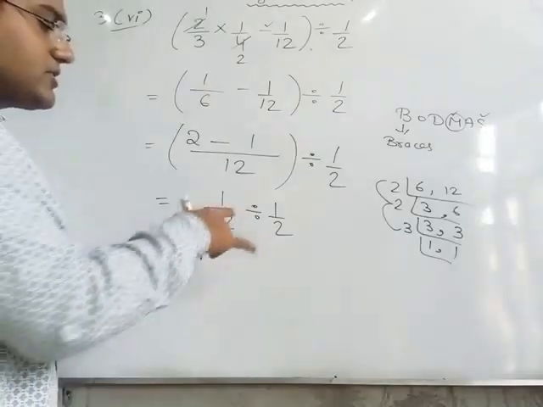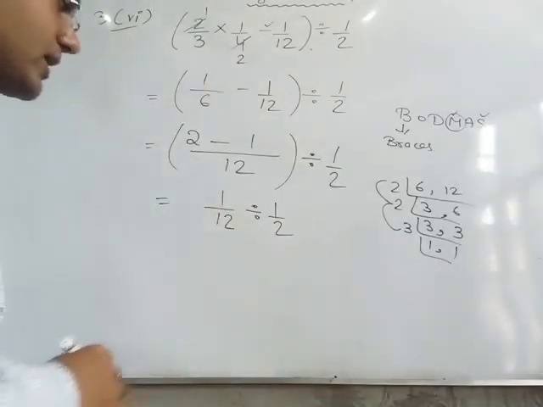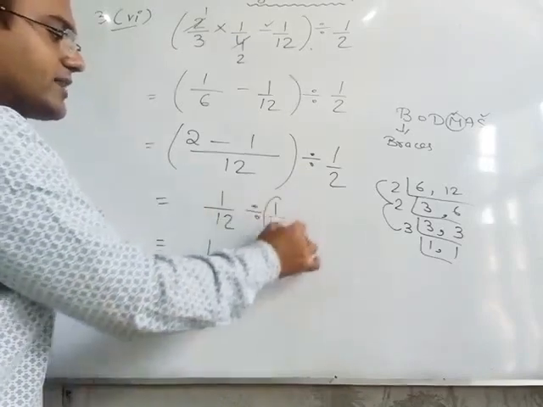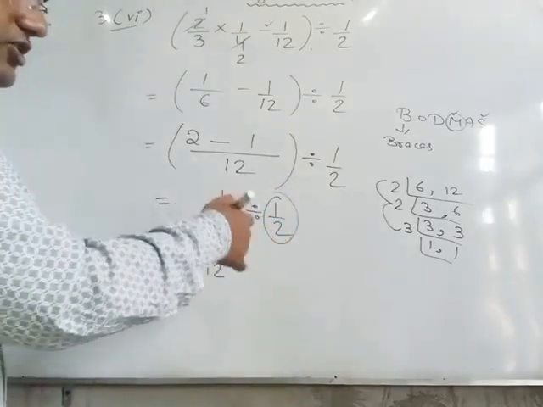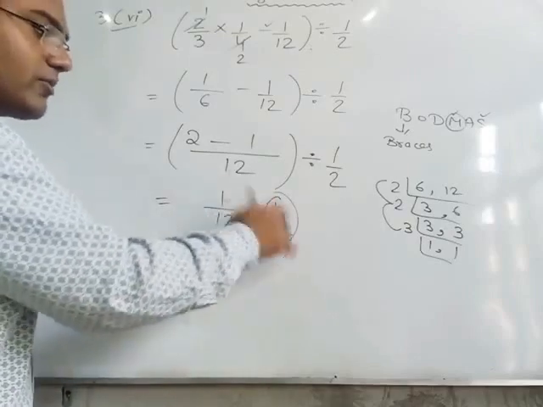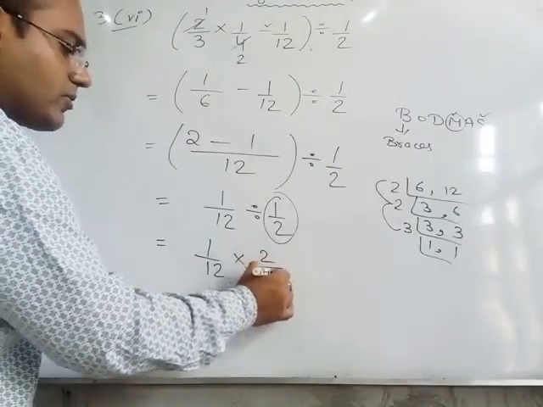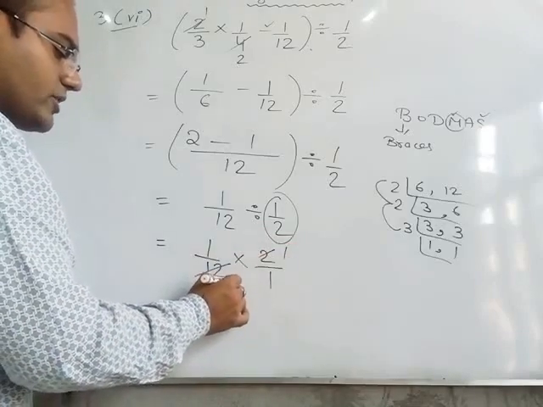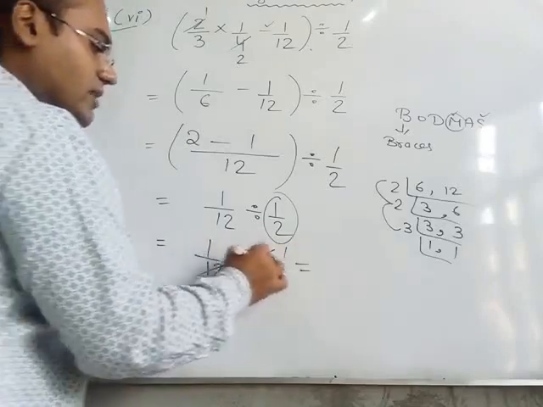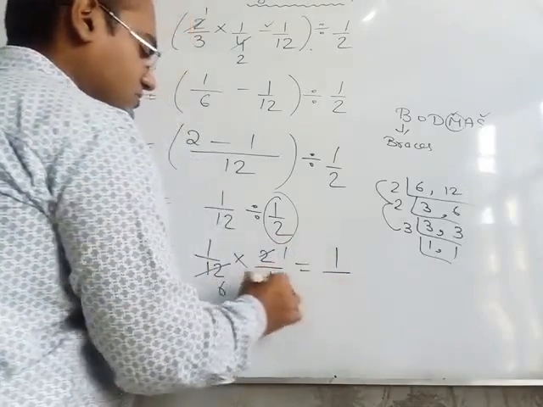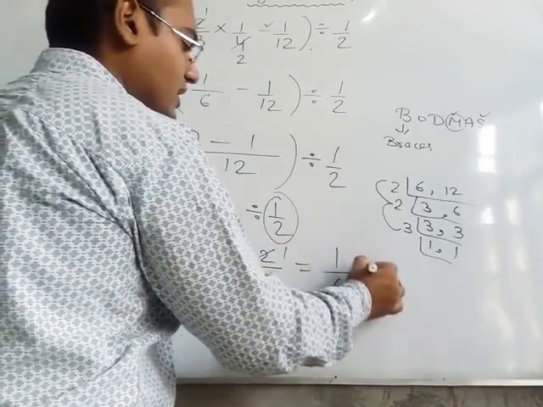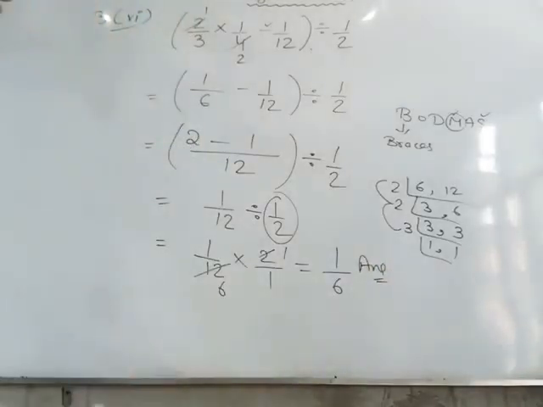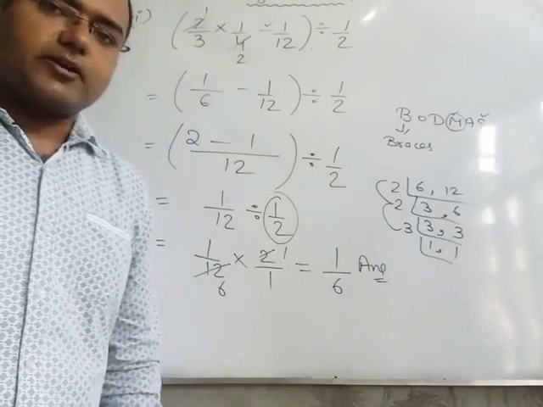Now next step is this divide we will convert into multiply. So when we change this divide into multiply, the right hand side fraction will get reciprocal. So 1/2 is given, we will take here 2/1. These two will get cancelled with the table of 2. 2 1s are 2, 2 6s are 12, 1 multiply 1 will be 1, 6 multiply 1 will be 6. So final answer is 1/6. So like this you have to do question number third, sixth part.